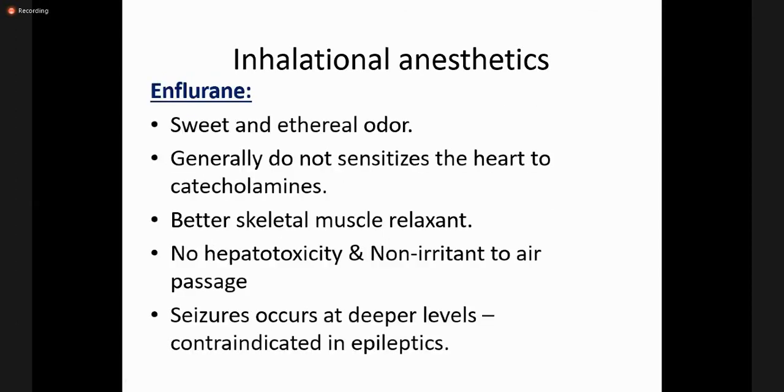Enflurane generally does not sensitize the heart to catecholamines, right? It gives better skeletal muscle relaxation, with no hepatotoxicity and is non-irritant to the air passage, but one problem. What is that problem? If a patient has a history of seizure or epilepsy, right? Then this enflurane may create a problem, because in the EEG it shows spikes and abnormal wave activity. So that is why it is recommended that if a patient has a history of seizure or epilepsy, you are not going to use this enflurane.